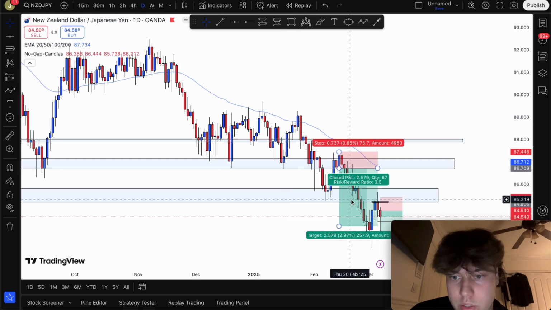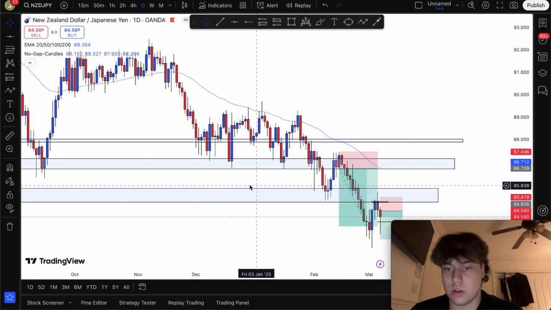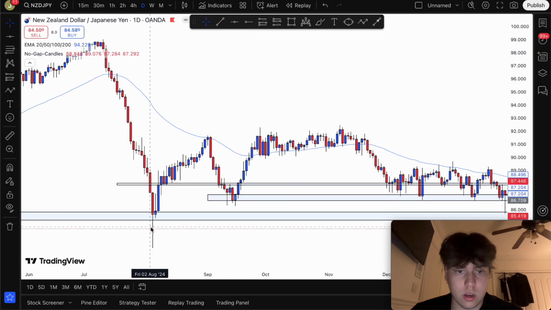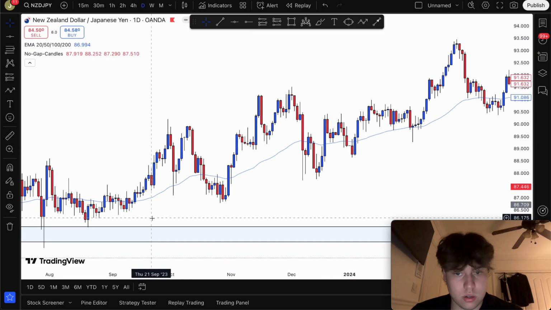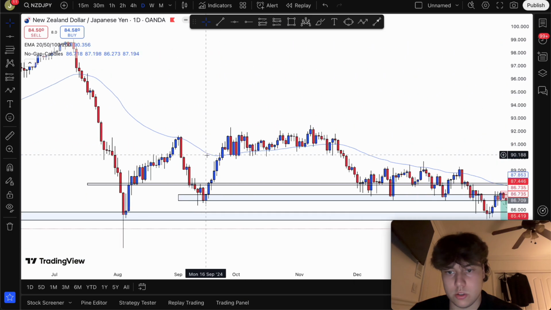So once I saw price get into our area of interest, every time we're above, we're support. Every time we're under, we're resisting. When we're above, we support. When we're under, there's resistance.